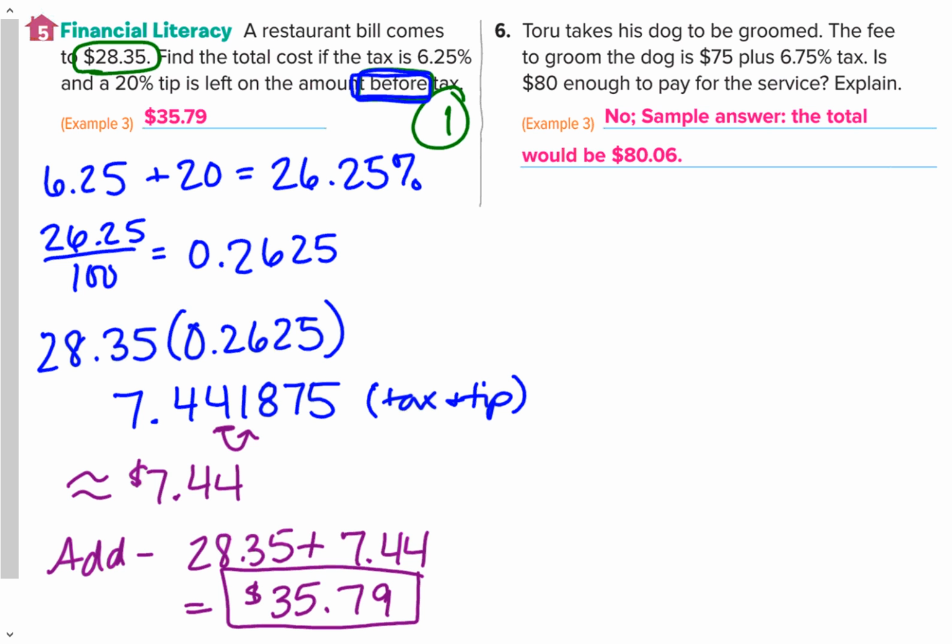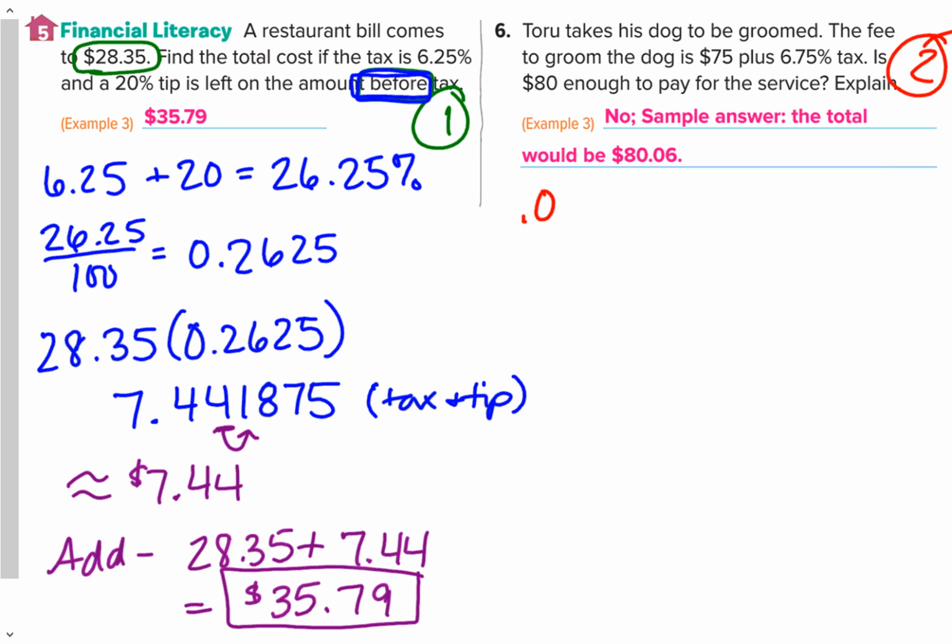Alrighty. All right, let's go ahead to number 6. Toru takes his dog to be groomed. The fee to groom the dog is $75 plus 6.75% tax. Is $80 enough to pay for the service? So I'm going to use method 2 for this one.